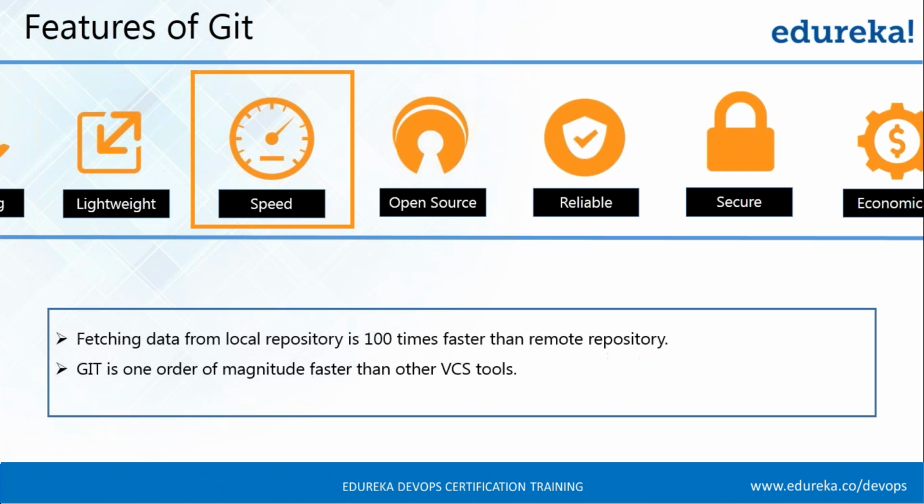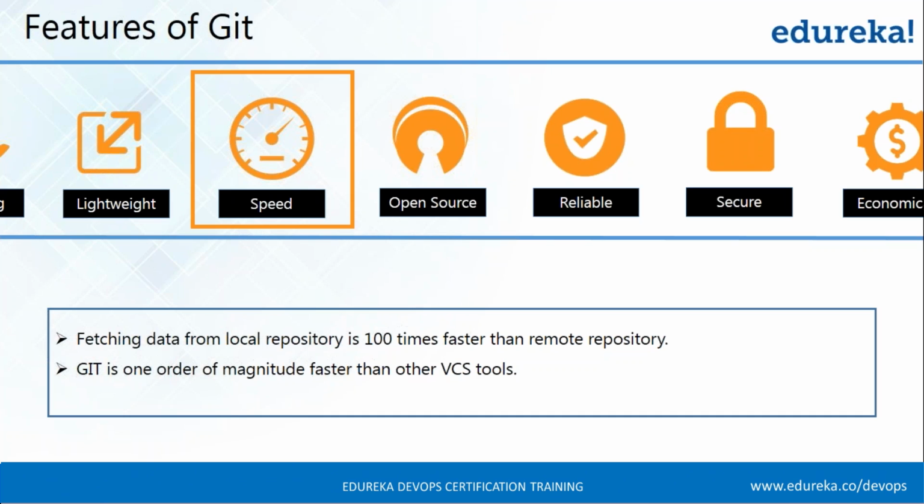And after that, it provides you with a lot of speed. Now, since you have a local repository and you don't have to always travel over a network to fetch files, it does not take any time to get files into your workspace from your local repository, and it is actually 100 times faster than fetching data from a remote repository, because obviously you have to travel over a network to get the files that you want.